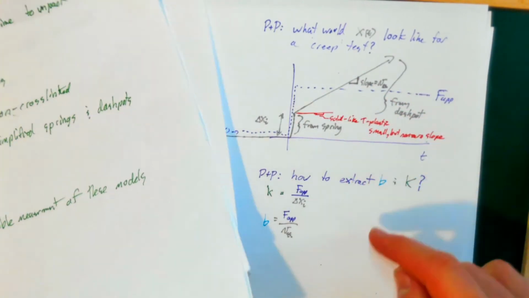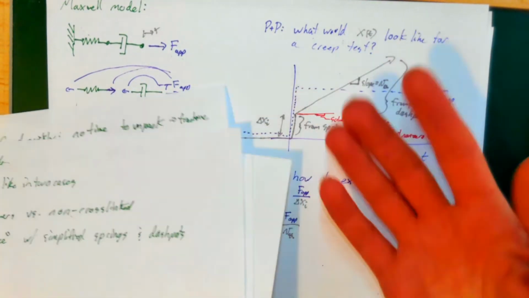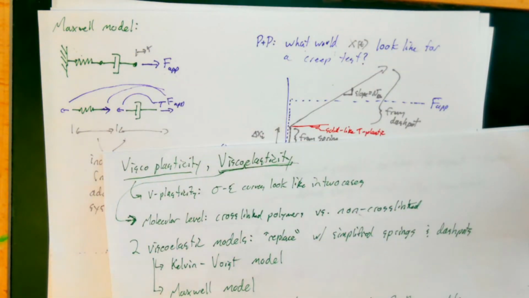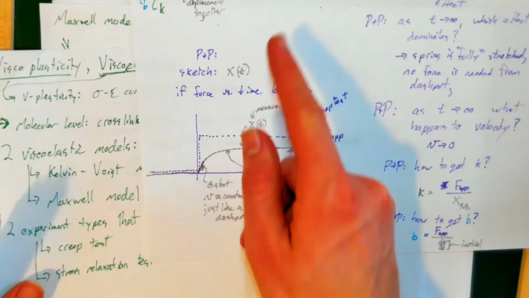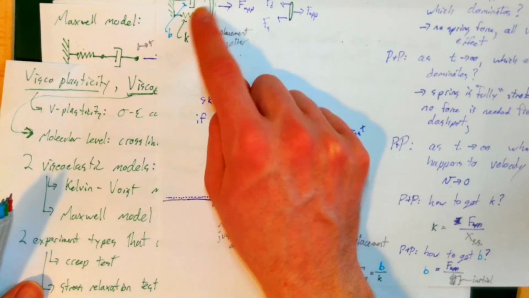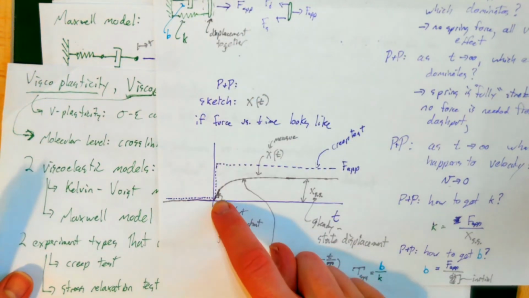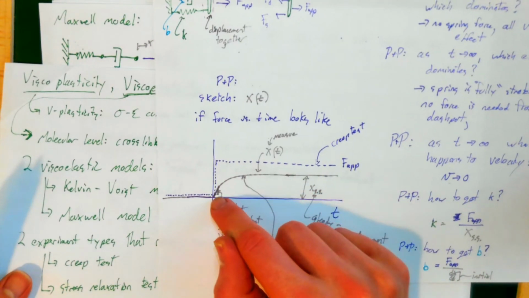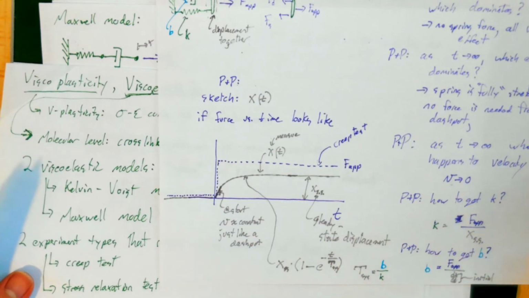So with a creep test, you could extrapolate to predict in the long term what the system behavior is going to be. And for example, for a Kelvin-Voigt model, we might be able to use that type of data to predict how long it's going to take. If I apply some stress to, for example, a cross-linked collagen tendon, that might allow us to predict how long that tendon is going to take to get fully displaced to its steady state amount.